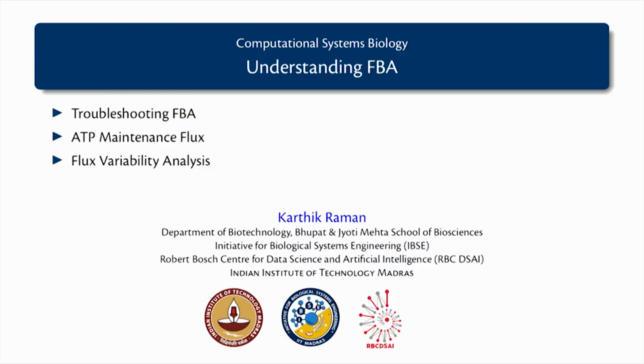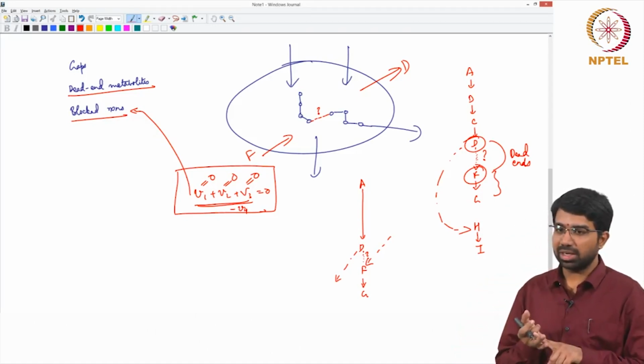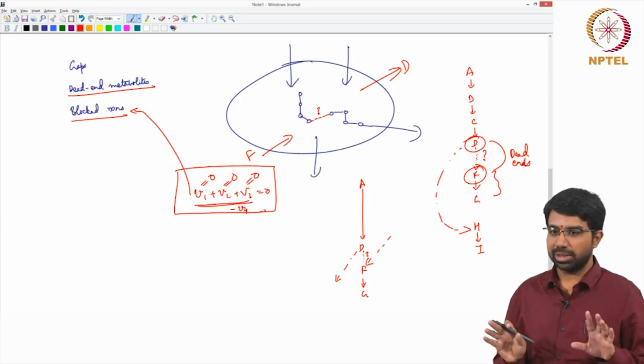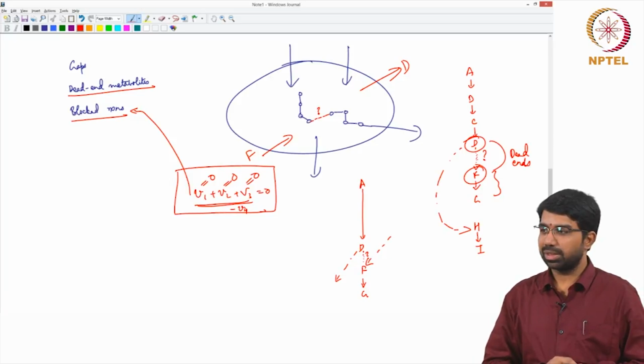We will also look at the concept of ATP maintenance flux and this very interesting concept known as flux variability analysis, which tries to tell you what are the minimum and maximum fluxes that any reaction can admit, or any values a flux can take under a given set of constraints. So, you now understand the concept of a gap, a blocked reaction and dead end metabolites, and also how to put a band-aid fix for dead end metabolites.